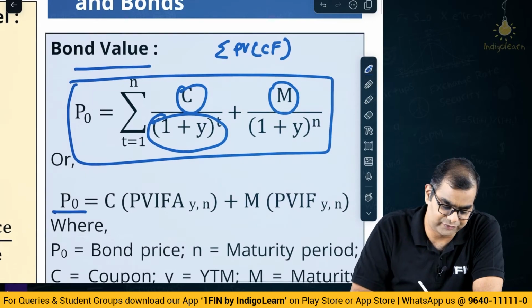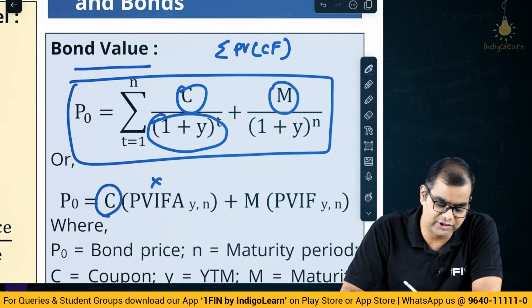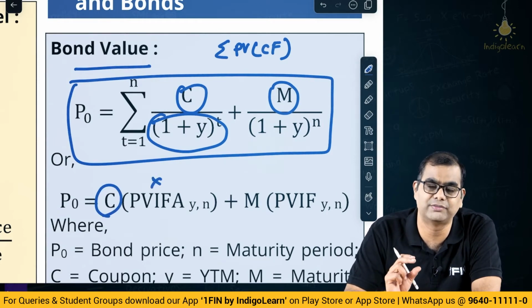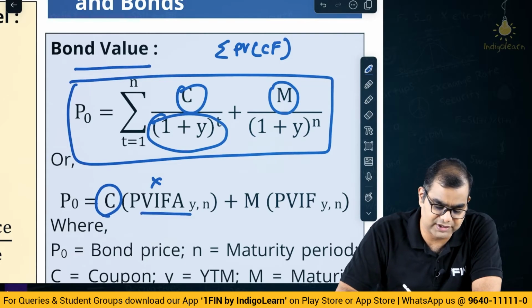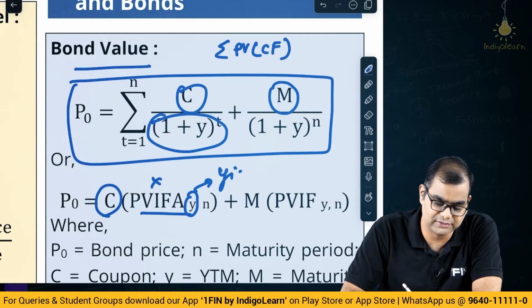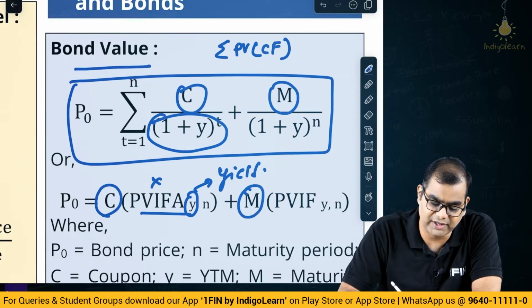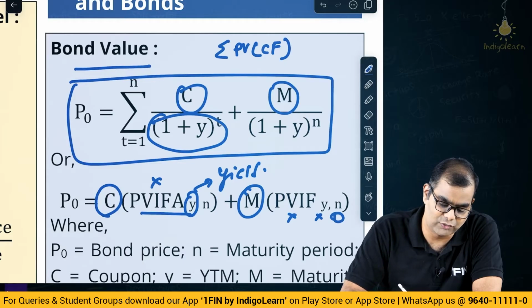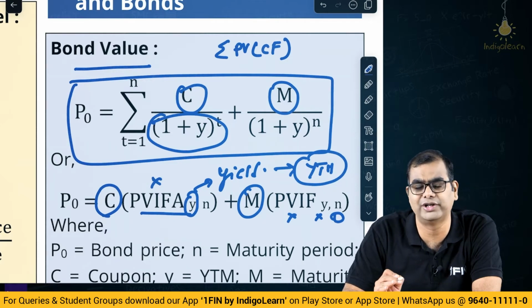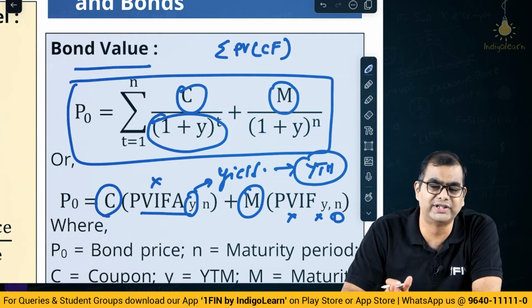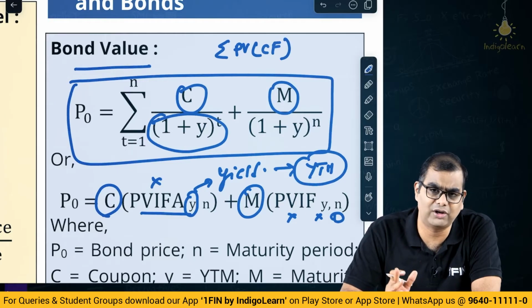So you see, P0 is equal to coupon into present value interest factor annuity, that is the summation of all the present value factors from year 0 till the last coupon date, for a specific number of years and for a specific rate, where Y is the yield. And next is the maturity value, into the present value interest factor, specifically the last year's present value factor for the same yield. Now please note, what is this yield? This yield is known as yield to maturity, or YTM, or the word yield. All of these are used interchangeably: YTM, yield or yield to maturity.